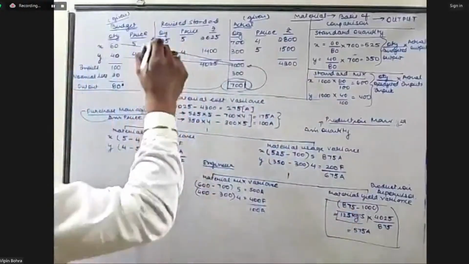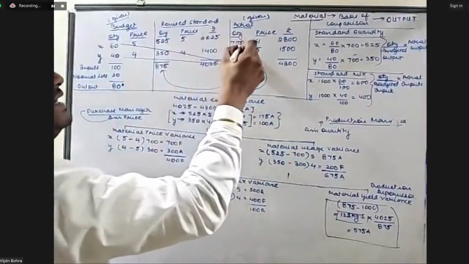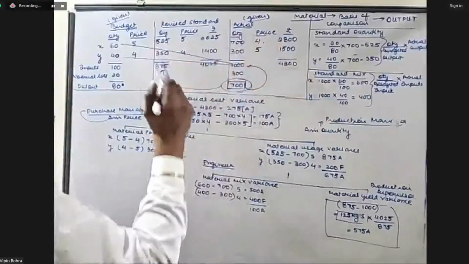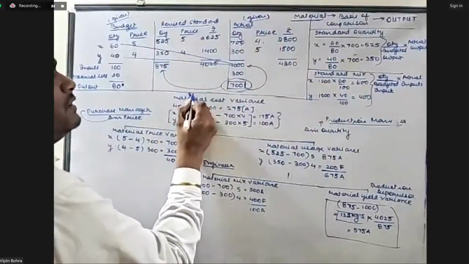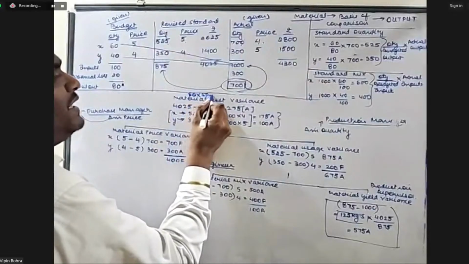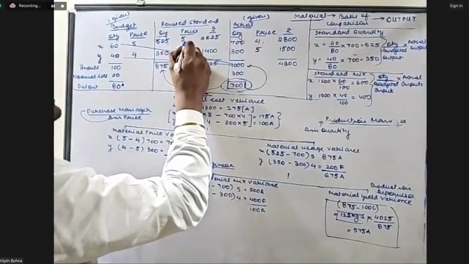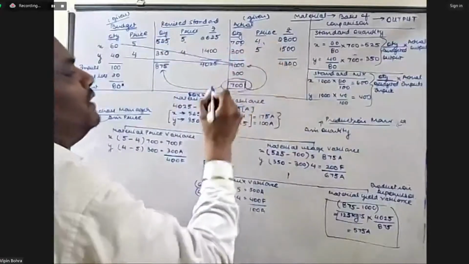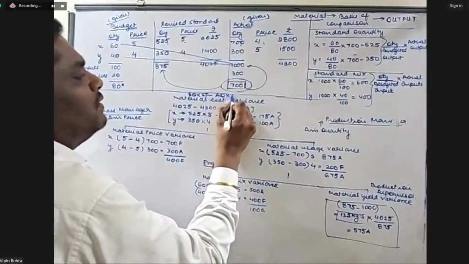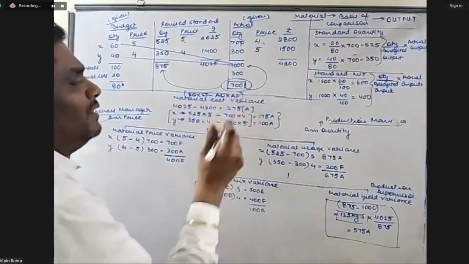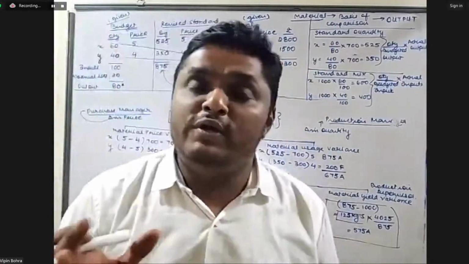Very simple. 525 into 5 minus 700 into 4. So this is my standard quantity into standard price minus actual quantity into actual price. Just writing the formula for your satisfaction.